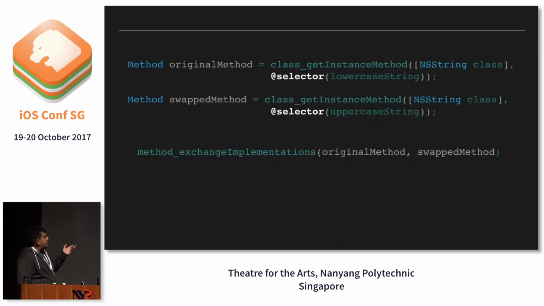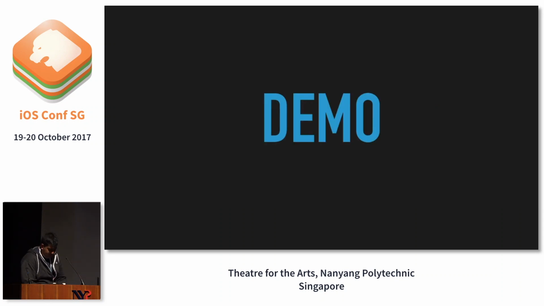So this is pretty straightforward. It's almost exactly what Android did, just exchanging implementations with your own method. In this case, I'm using NSString's methods. But of course, Swizzling can be used for so much more than just playing around and breaking other people's code. So let me show you a demo of how it can be used.